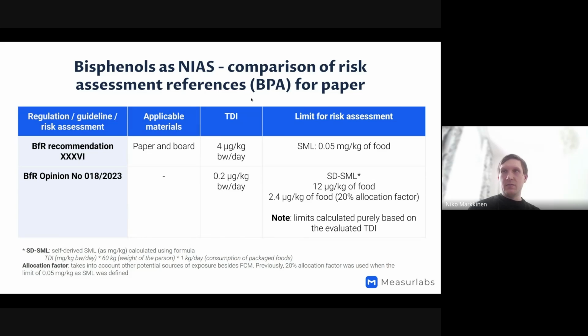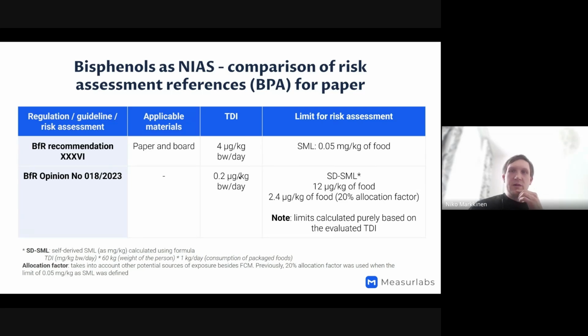I will start with, I have divided these different topics depending on whether it's a paper or plastic material. And at the moment, the applicable limit, the gold standard in a way, would be the annex from BFR 36, which would be 0.05 milligrams per kilogram of food. And it's based on the previous EFSA evaluation from 2015 about what would be the tolerable daily intake.